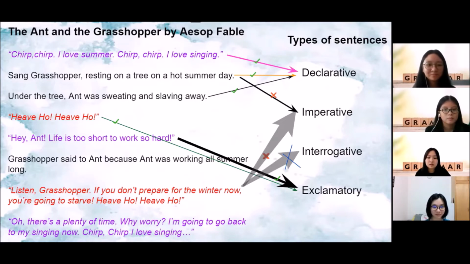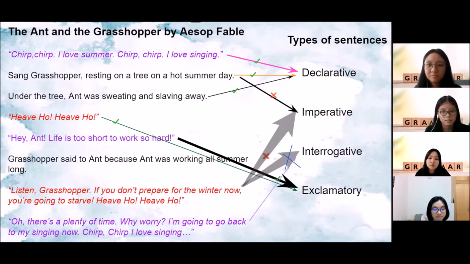Oh, there's a plenty of time. Why worry? I'm gonna go back to my singing now. Chirp, chirp, I love singing. What kind of sentence is this? Interrogative. Because there's questions there.